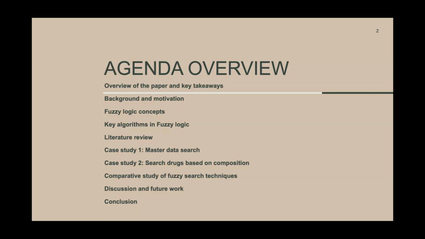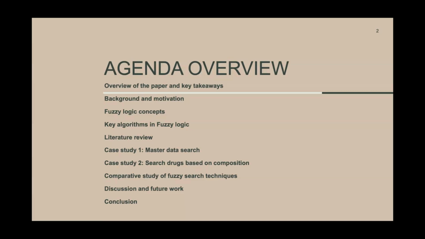And this is precisely where fuzzy logic comes into play. Fuzzy logic provides a very powerful solution, offering a framework for reasoning about uncertainty and vagueness. Unlike classical logic that deals with binary true-false values, fuzzy logic allows a certain degree of truth, which makes it particularly well suited for handling ambiguous and imprecise information.